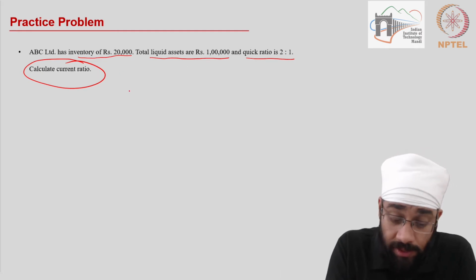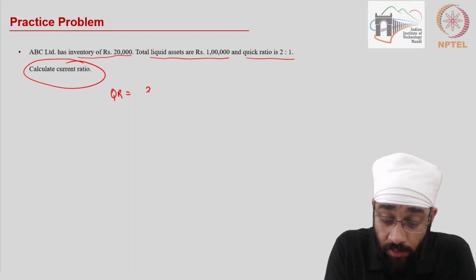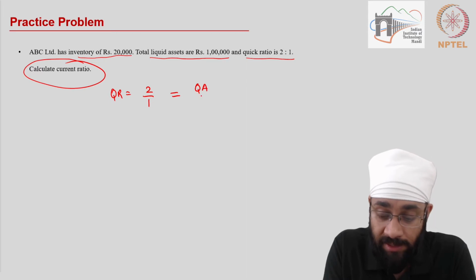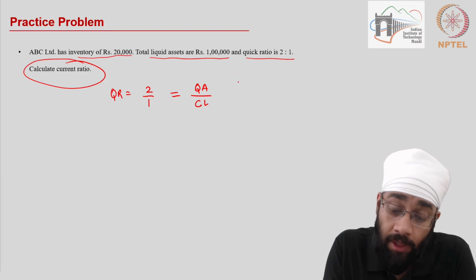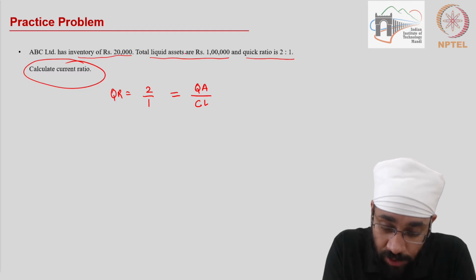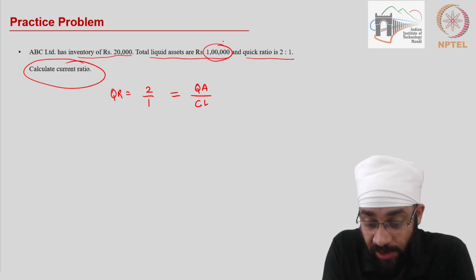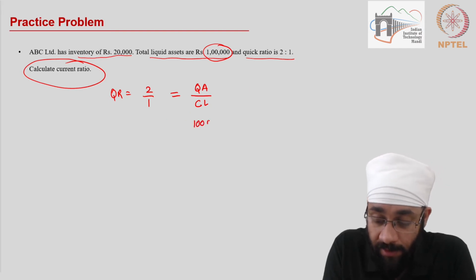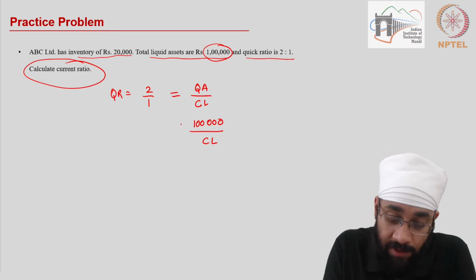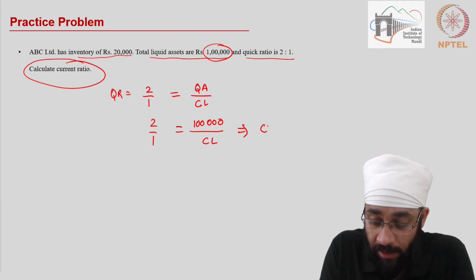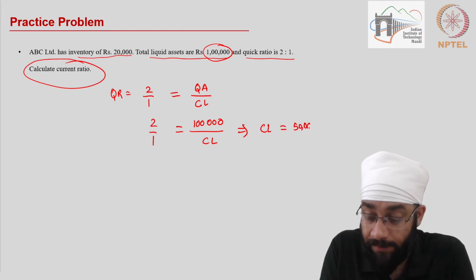So what we know is that the quick ratio is 2:1, and quick ratio is equal to the quick assets divided by the current liabilities. Quick assets are the liquid assets. So we have more information. Liquid assets or the quick assets are actually 100,000. So if 100,000 divided by the current liabilities is equal to 2:1, then clearly the current liabilities are equal to 50,000.